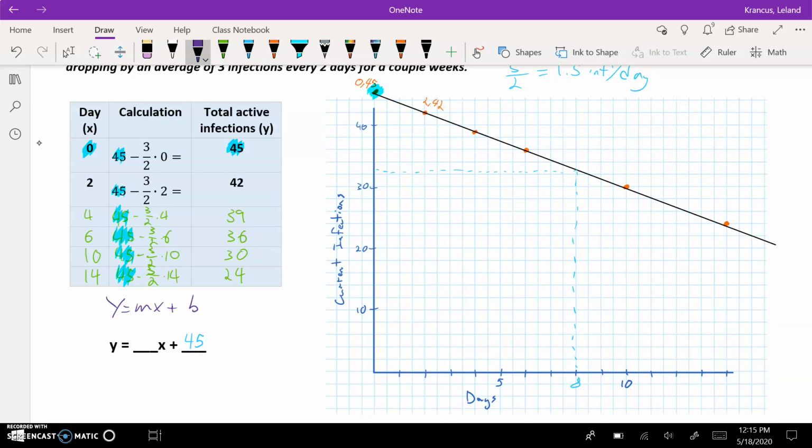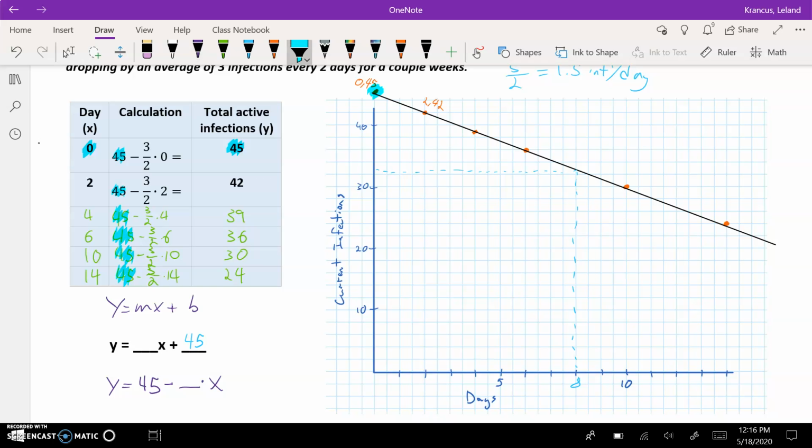And like the other one, we could write this equation a little differently if we wanted to, if it fits the scenario a little bit better. If you like to think about starting at 45 and then decreasing or subtracting infections for some number of days, my equation could also look like this. Again, because of order of operations, whichever way it's written, you're going to multiply by 3 over 2 first to figure out how many infections the active infections have changed by, and then I'm going to take that away from 45.